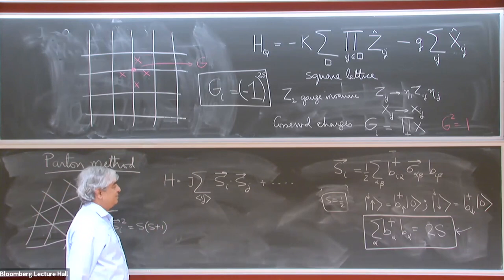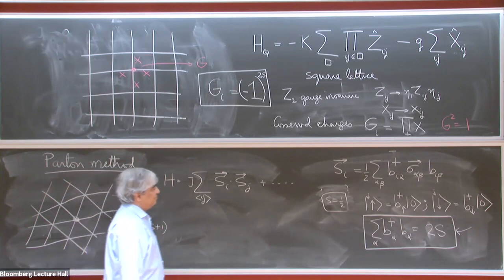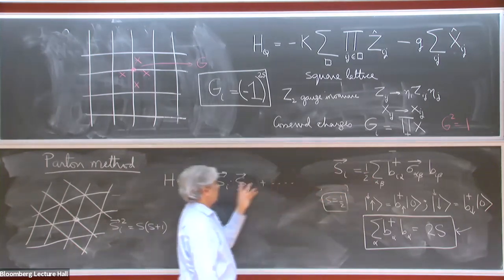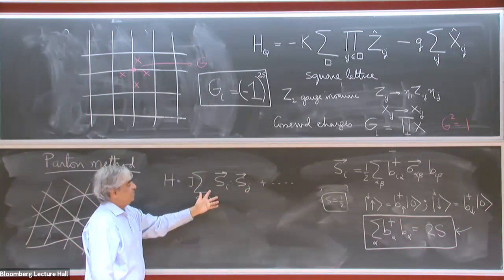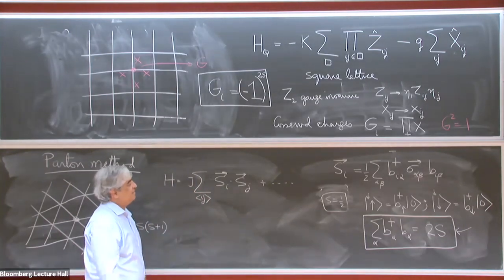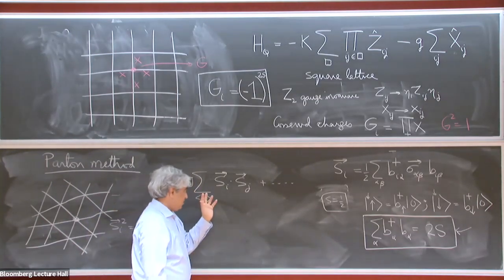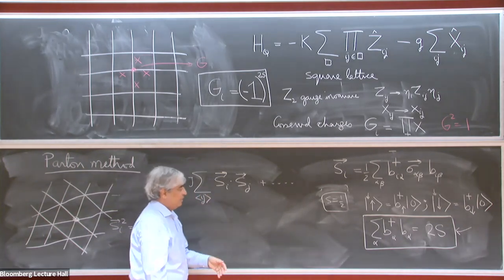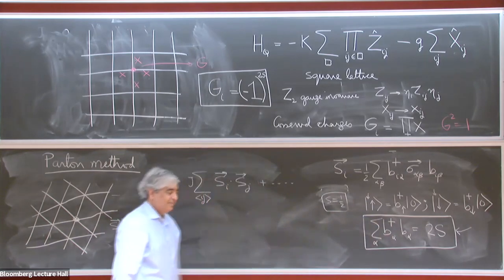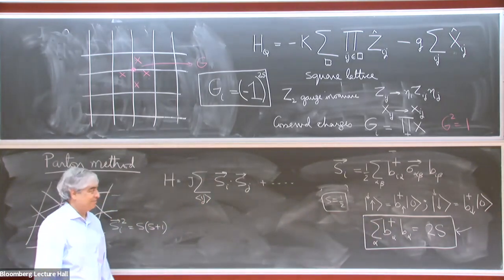So the procedure then is very standard. You insert this parton decomposition into the Hamiltonian. Then you do some mean field theory on it, and then you do fluctuations. And while you're doing the mean field theory and the fluctuations, you just have to keep imposing this constraint with the Lagrange multiplier. That's really what you have to do.